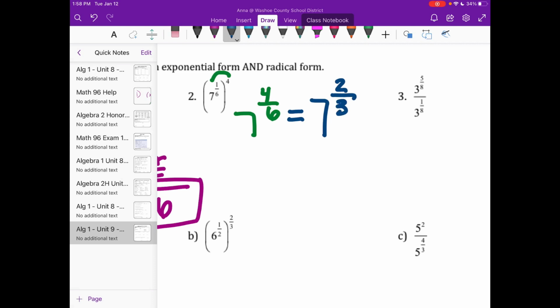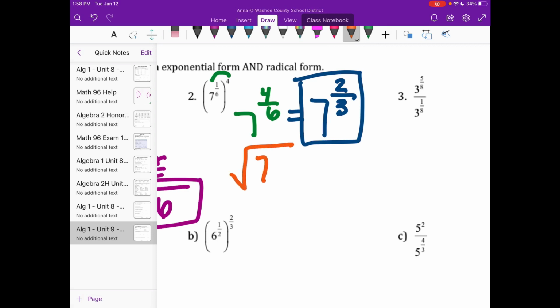6 divided by 2 is 3. Let's roll with 7 to the 2/3. That's our exponential answer. Our radical answer is, I'm going to put the 7 under a radical jail. Remember, the top number tells me how many times to write it. So I'm writing it 2 times, so 7 squared. And I need groups of 3. The bottom number is your root.